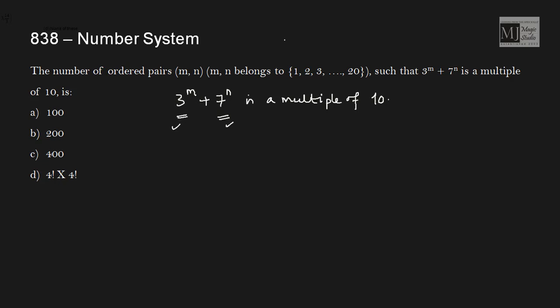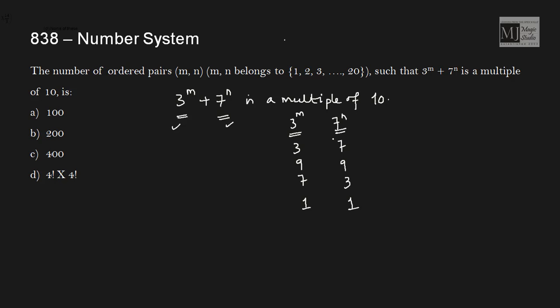Good. Now what can be the last digit of 3 to the power m? The last digit can be 3, 9, 7, 1. 3 to the power 1 gives 3, 3 square 9, 3 cube 7, 3 to the power 4 gives 1, and again 3 to the power 5 will give 3, 9, 7, 1. Again with power 9 we will have 9, 10, 11, 12. So it follows a cycle of 4. We know that. Similarly, 7 to the power n, the last digit would be 7, 9, 3, 1, and again it will fall back to 7.